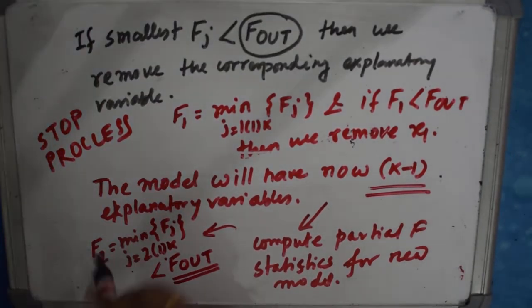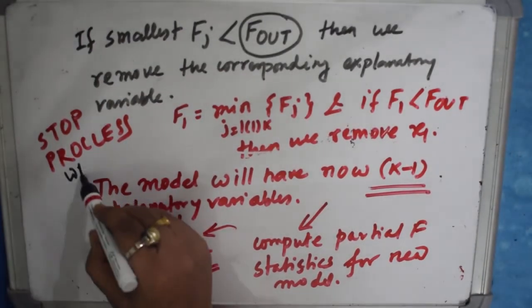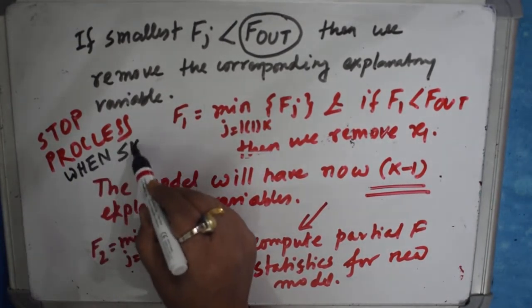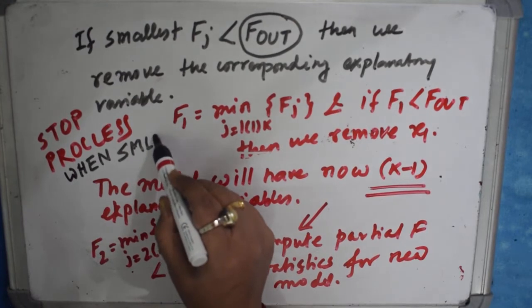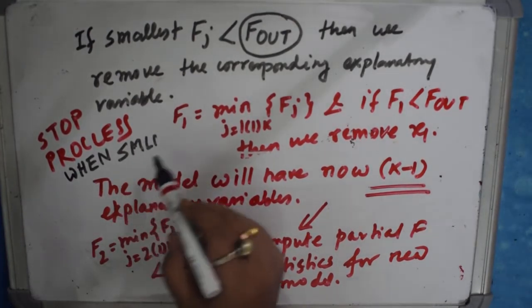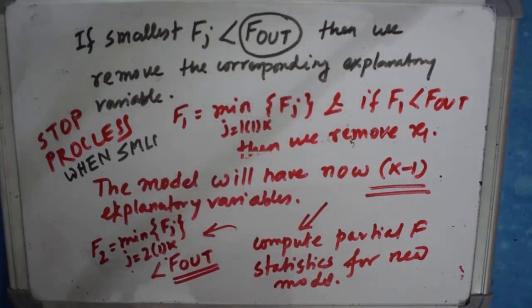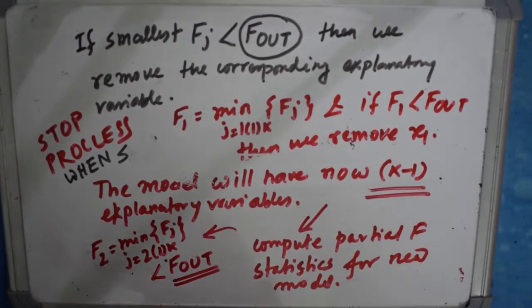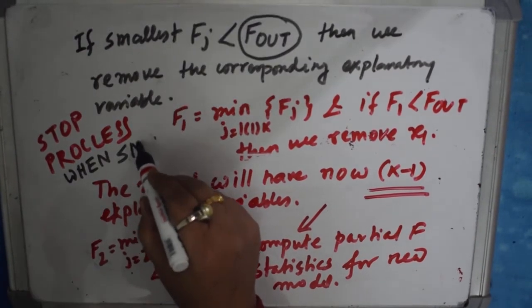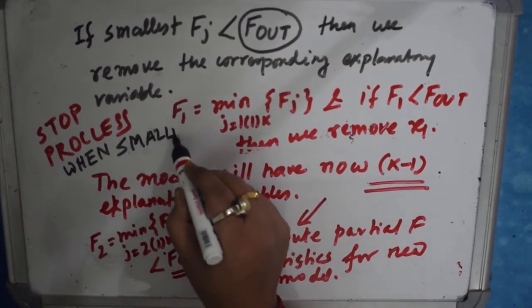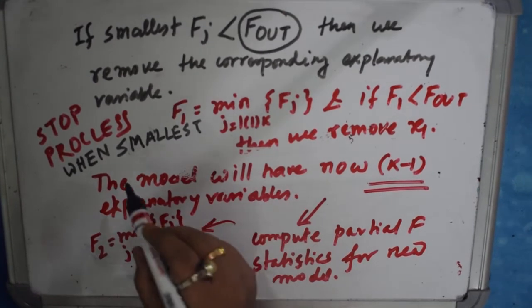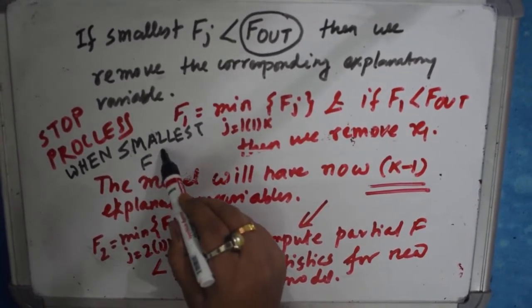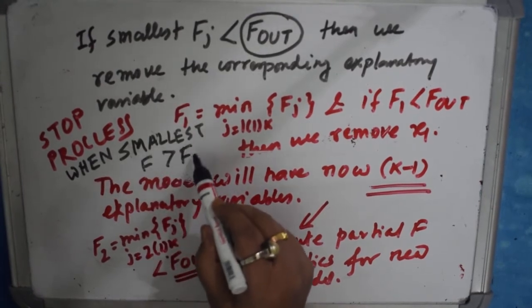When the smallest partial F statistic is greater than F out.